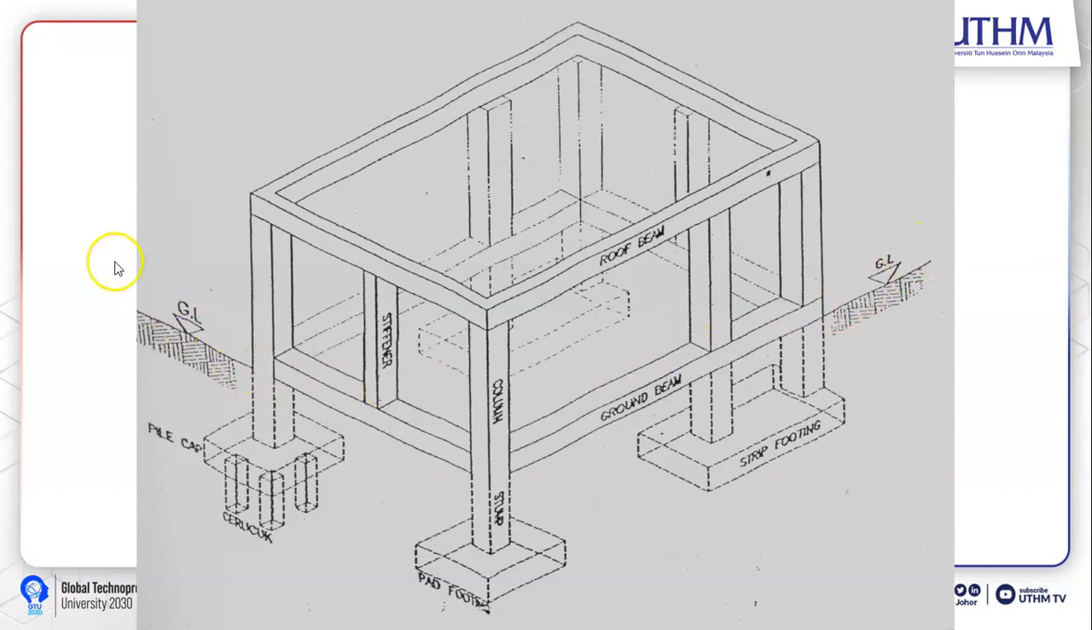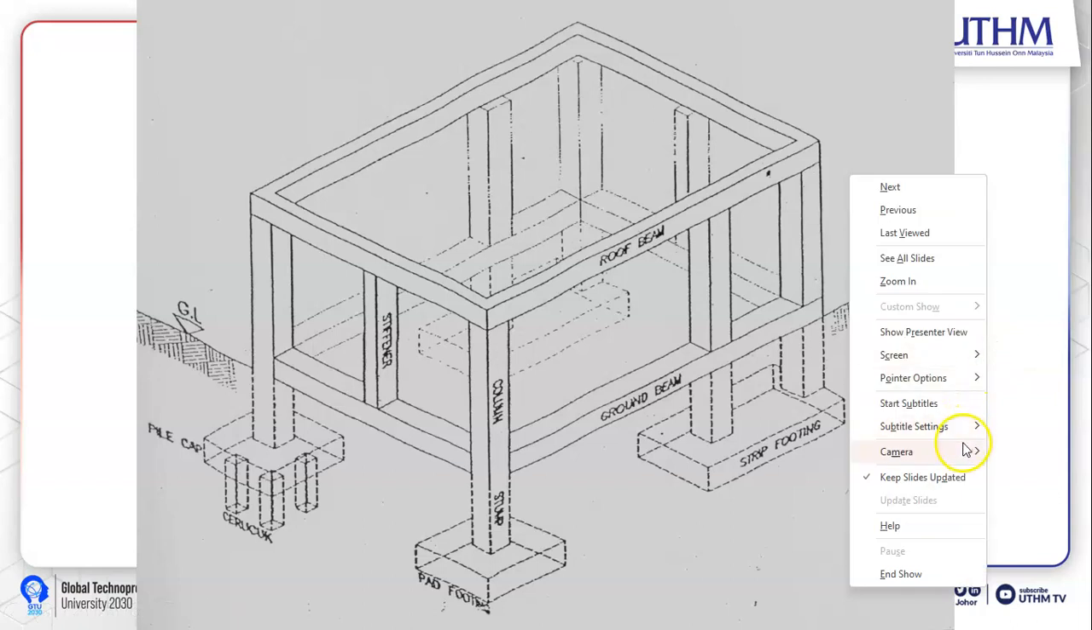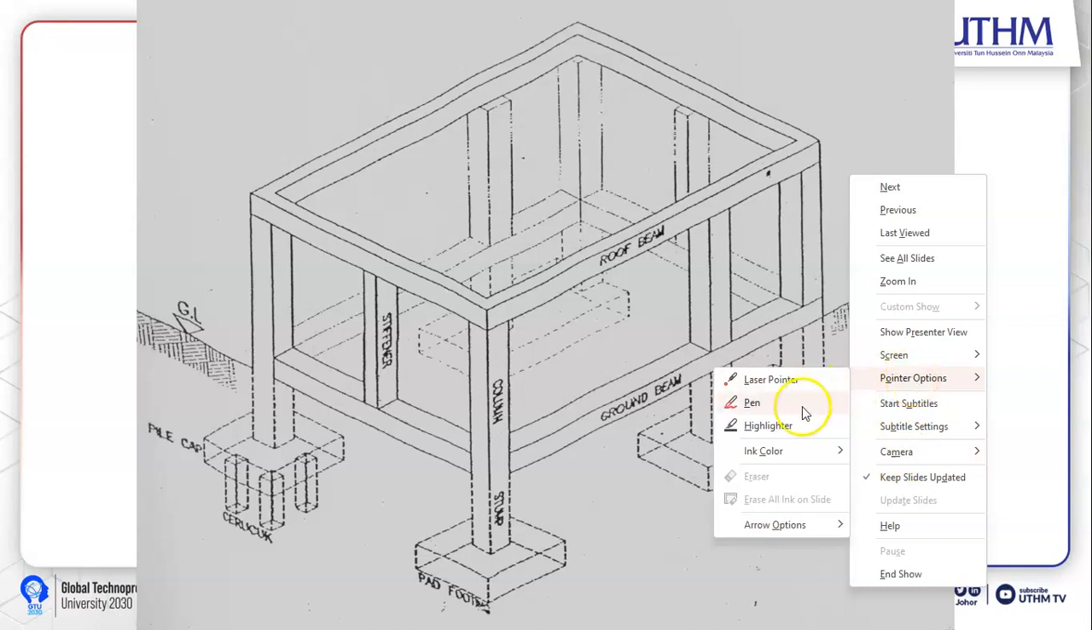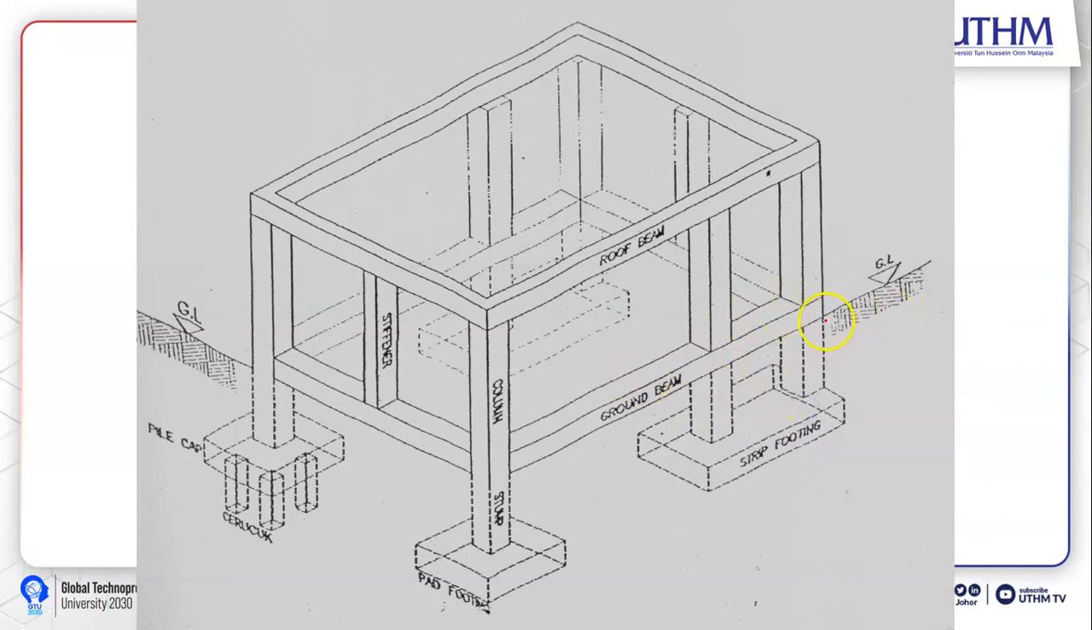In the construction drawing, it also gives you the ground level. Where is our ground level? Is it above the ground beam or below the ground beam construction? Like this one, it gives you the ground level located below the ground beam construction level.